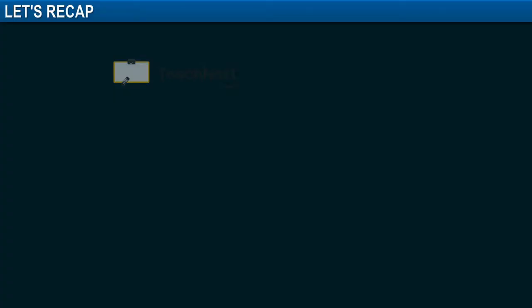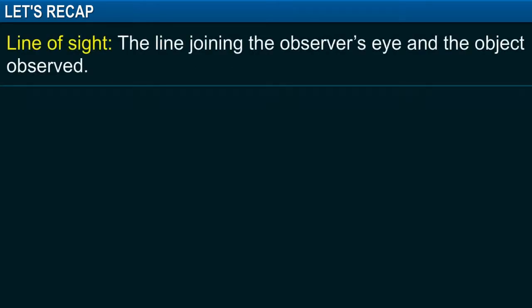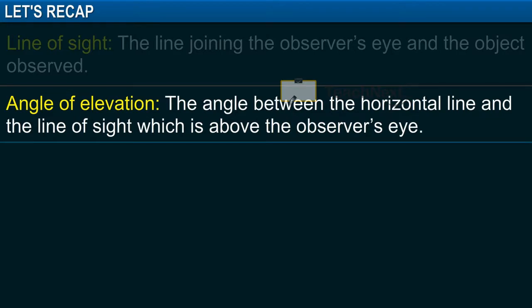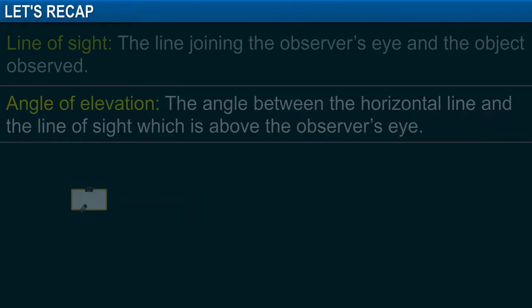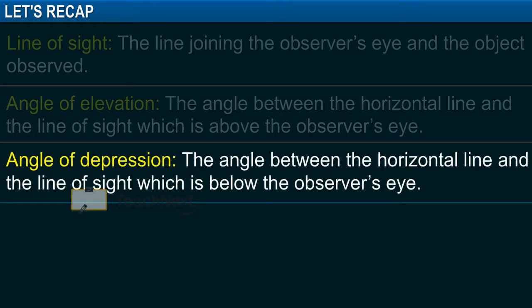In this module, you learnt that the line joining the observer's eye and the object observed is called line of sight. The angle between the horizontal line and the line of sight, which is above the observer's eye, is called the angle of elevation. The angle between the horizontal line and the line of sight, which is below the observer's eye, is called the angle of depression.